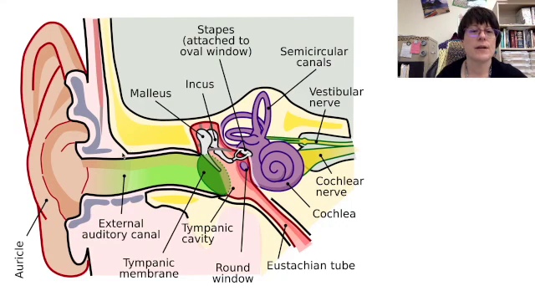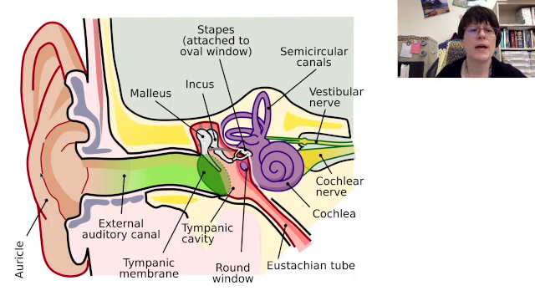So here's a diagram of the ear. There's the outer ear, the middle ear here, and the inner ear. And taking a look at these, we have the auditory canal. We have the tympanic membrane here, also called your eardrum. There's the malleus, incus, and stapes. The stapes is actually the smallest bone in your body. Now, more commonly, these are known as the hammer, the anvil, and the stirrup.